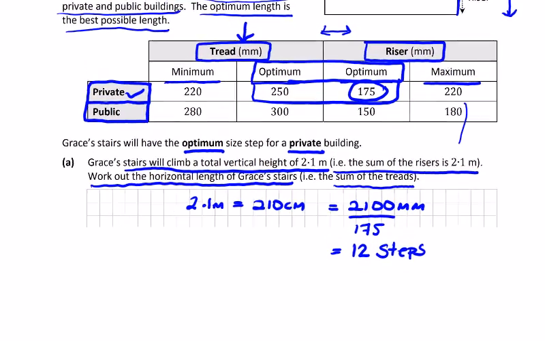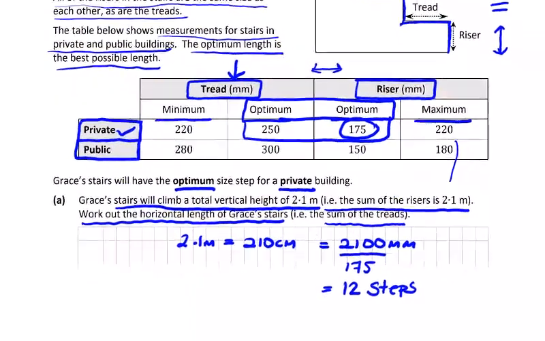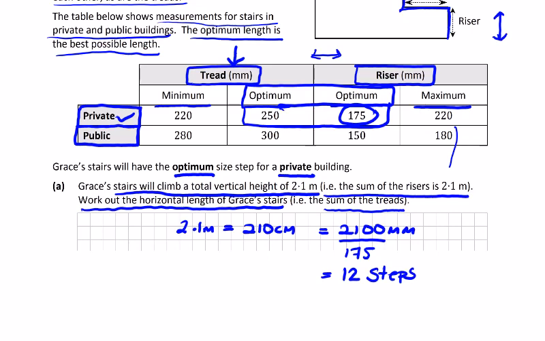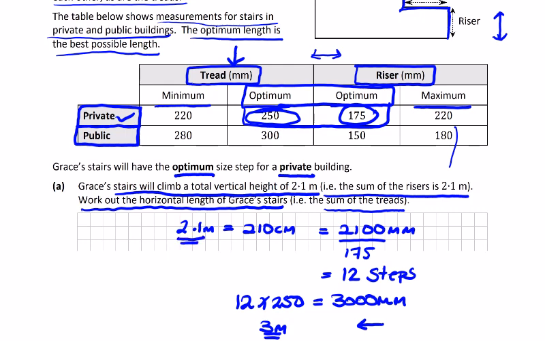And then we're looking for the width of the threads. So she's going to be using the optimum thread. So 12 by 250. 10 will be 2500, plus 500, 3000 millimeters. And if we go back to meters, that would be 3 meters. 2.1 meters high, 3 meters wide.